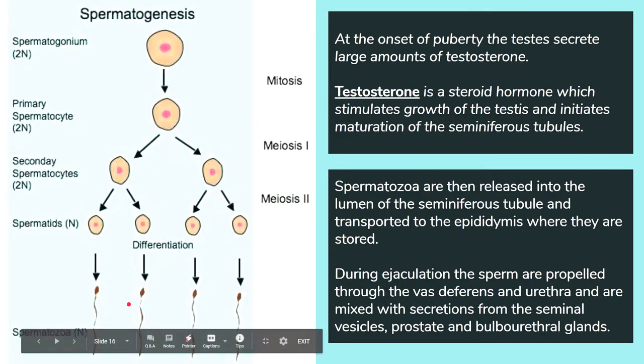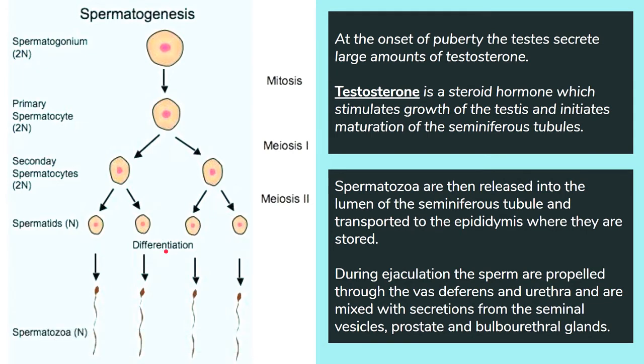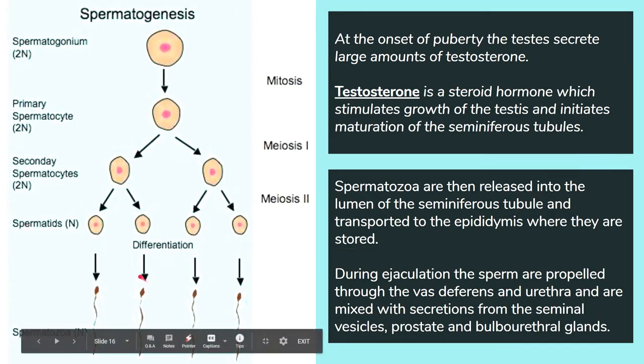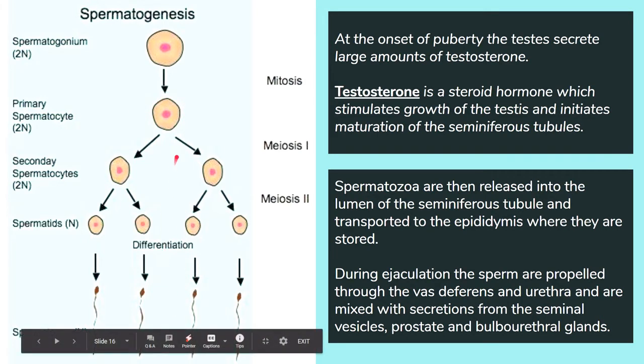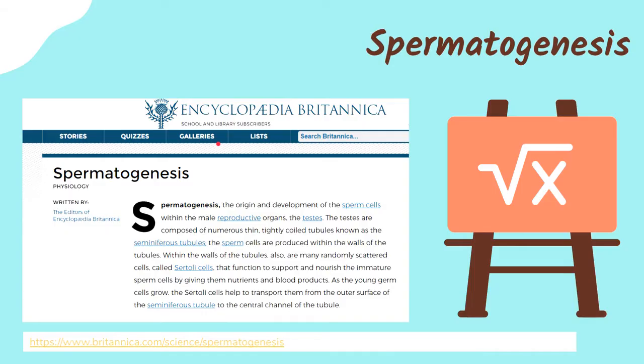Spermatozoa are then released into the lumen of the seminiferous tubule to be transported into the epididymis, where they are stored. Now, during ejaculation, the sperm cells are propelled through the vas deferens and exit out of the urethra, together with the secretions of other glands that form the fluid semen. Okay, so the triggering factor here is puberty for spermatogenesis to continue.